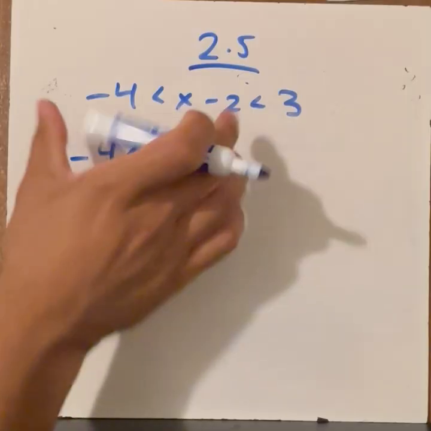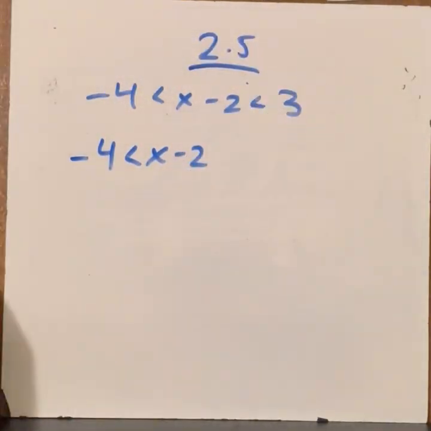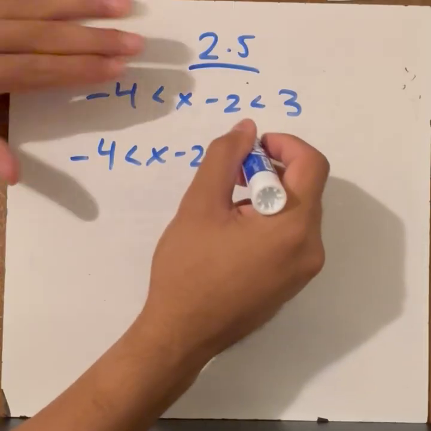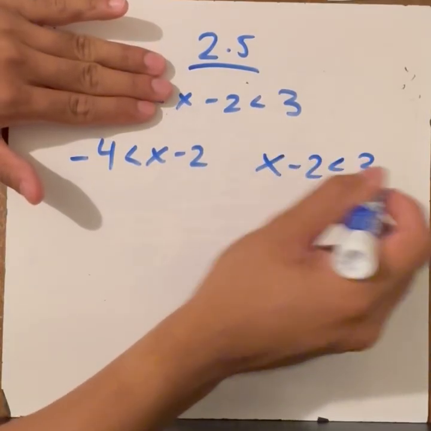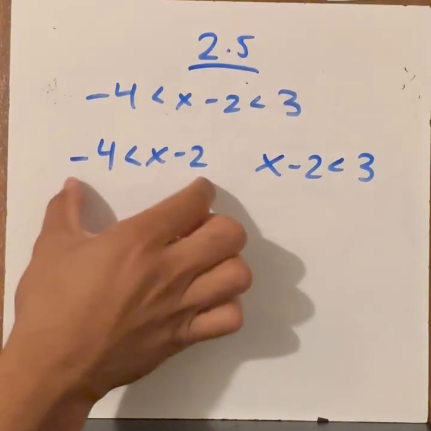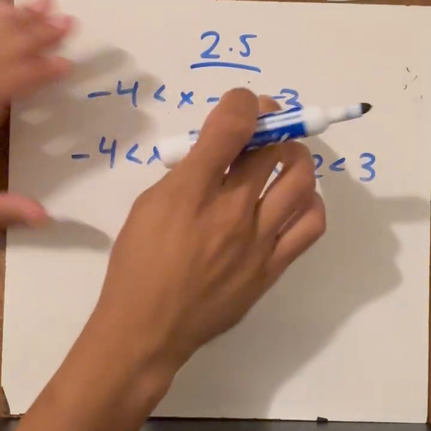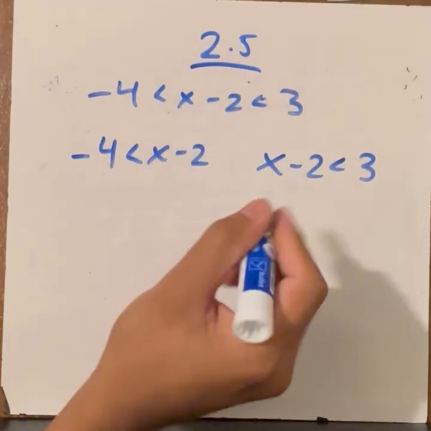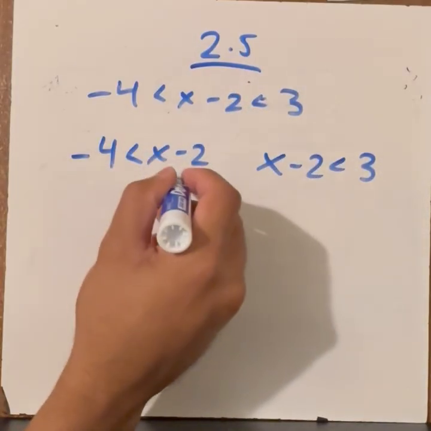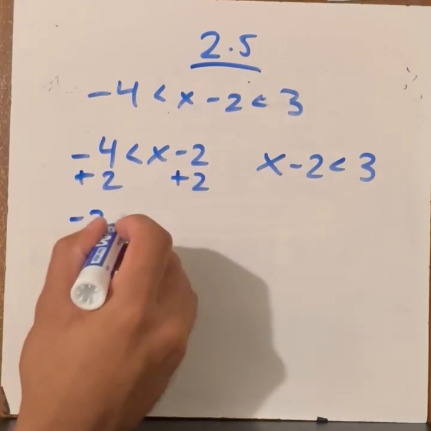So this is this part of it. Then we'll also solve this equation that says x minus 2 is less than 3. So we'll solve two equations, right? This one is this part of it, and this one is this part of it. To solve this, we have to add the 2 to this side, and we get -2 is less than x.